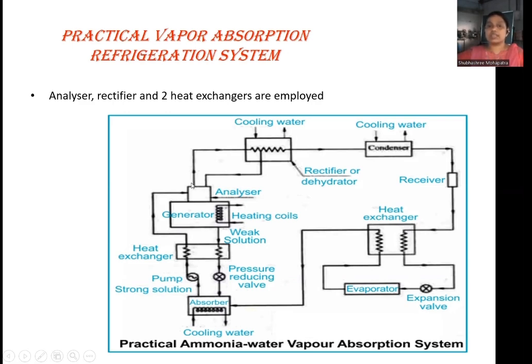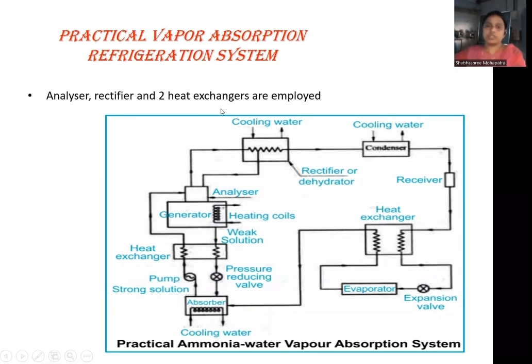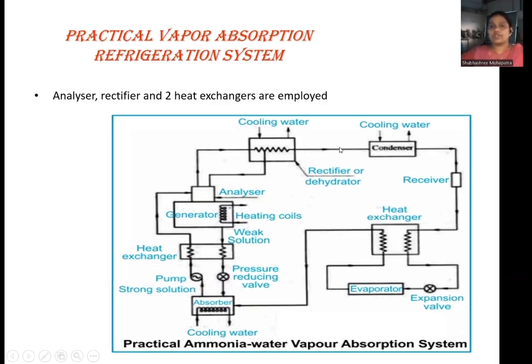The refrigerant leaving the analyzer is 99% vapor refrigerant, and there is also 1% moisture present. This 1% moisture is removed in the rectifier. In the rectifier, a cooling arrangement is provided, so when the vapor refrigerant with 1% moisture comes in contact with the cooling water, the moisture present in the vapor refrigerant gets condensed and comes back to the analyzer. The refrigerant leaving the rectifier is 100% pure vapor refrigerant.